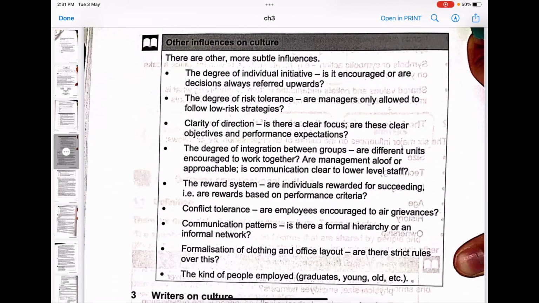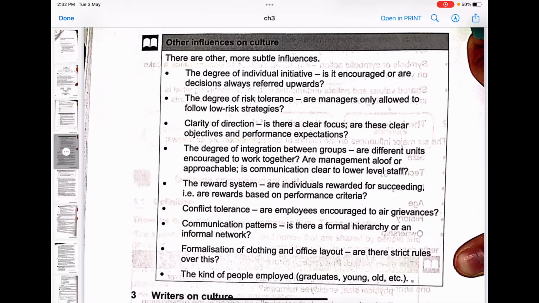Other influences on culture. There are other more stable influences. The degree of individual initiative: is it encouraged, or are decisions always referred upwards? So what is the degree of individual initiative? How much is an individual allowed to participate? The degree of risk tolerance. Are the managers only allowed to follow low risk strategies, or are they allowed to take some risks?